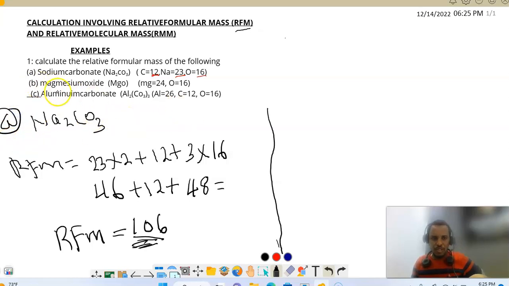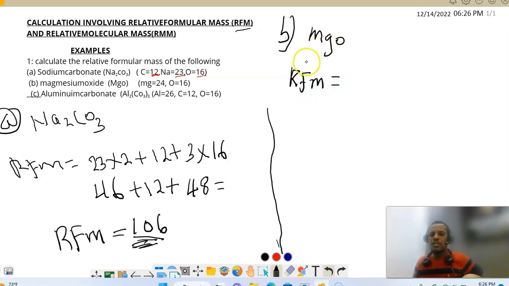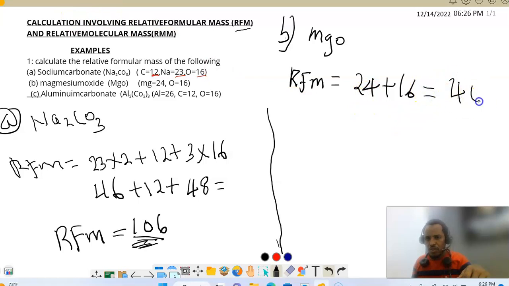Let us do B. B is magnesium oxide, MgO, where magnesium is 24 in the bracket and oxygen 16. The relative formula mass of magnesium oxide is magnesium 24 plus oxygen 16, because we have only one oxygen and one magnesium. 16 plus 24, add it please, you are allowed to use a calculator. It is 40. The answer is equal to 40. Very good.